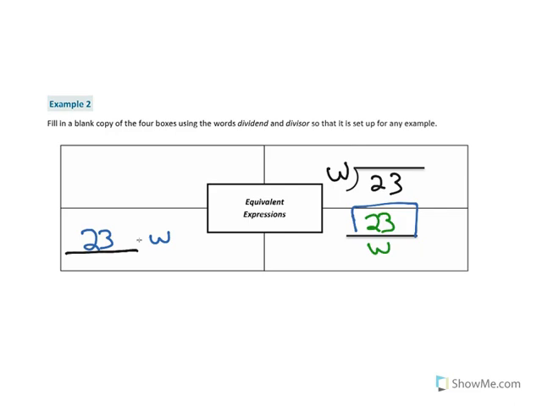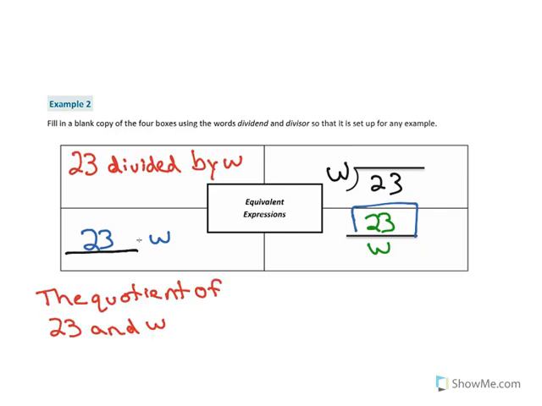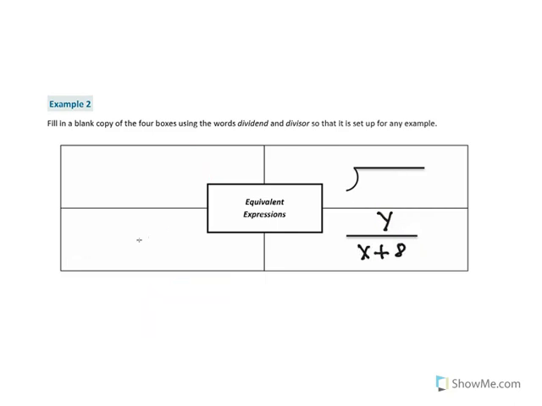All right, now the toughest part. How do we write this in words? Well, we can say 23 divided by W. We can also say the quotient of 23 and W. Both of those are acceptable. All right, we're moving right along.